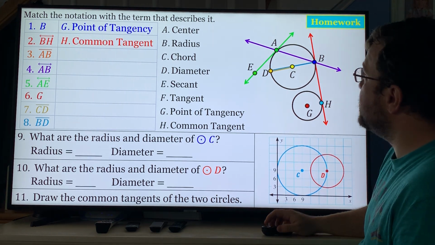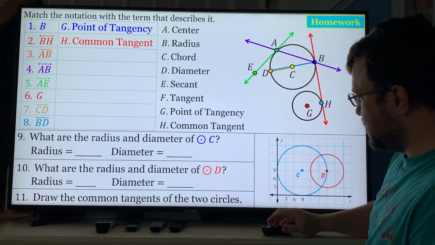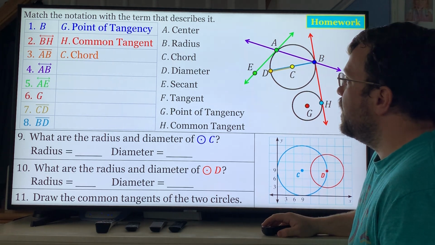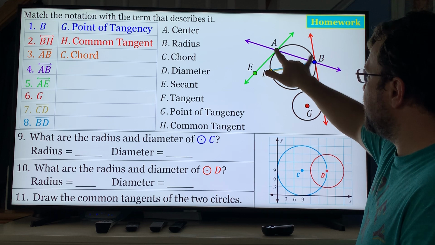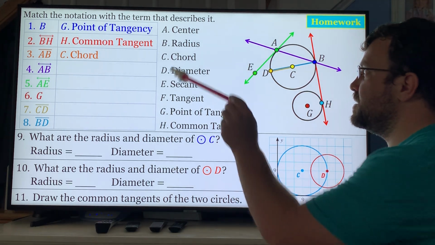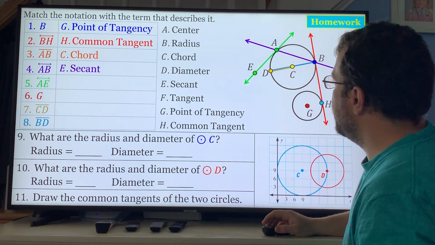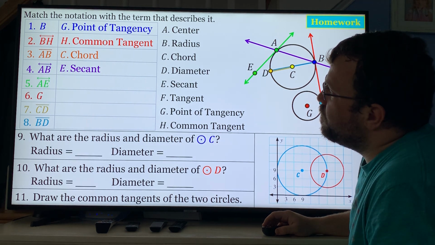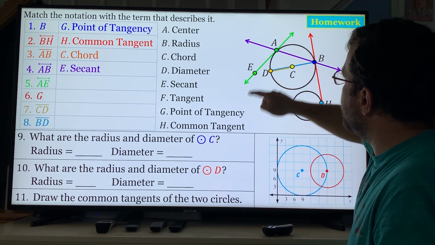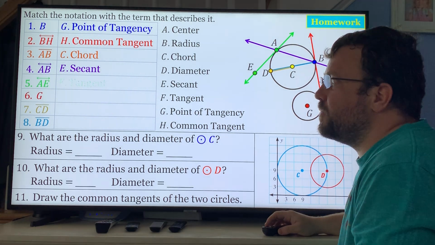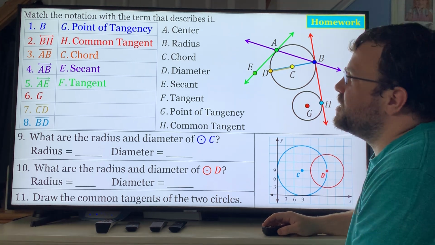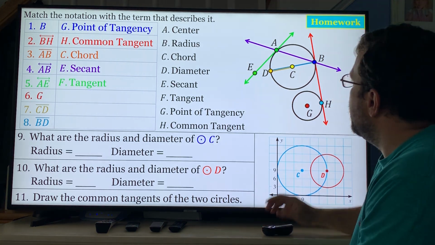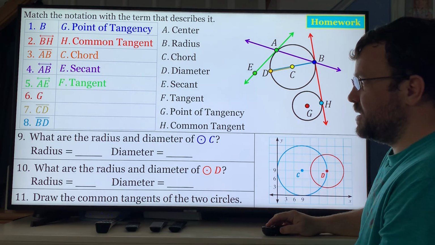AB, where's AB? It is segment AB. Since it's a segment, it is a chord. Line AB, same thing, but now it's the line. Since it's a line, it's no longer a chord, it is a secant. Line AE, it hits one circle at one point, therefore it is just a singular tangent. Point G, obviously that's a center.